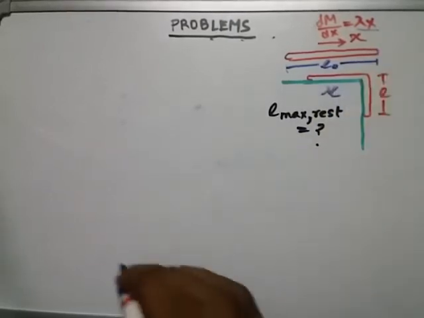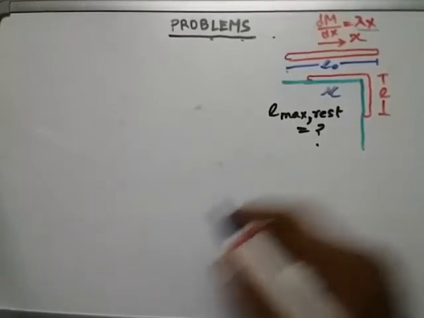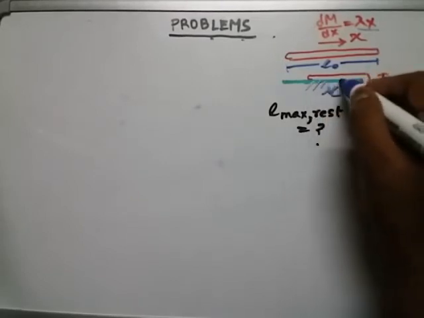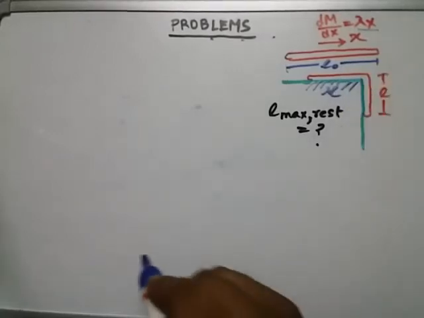So how to tackle this problem? Let us see. First we need to do the free body diagram. Now one thing I have forgot to mention is that the friction is present only over here. Okay, it is not present over here. So let's see.